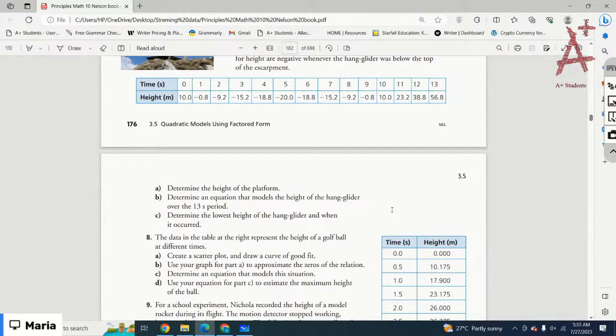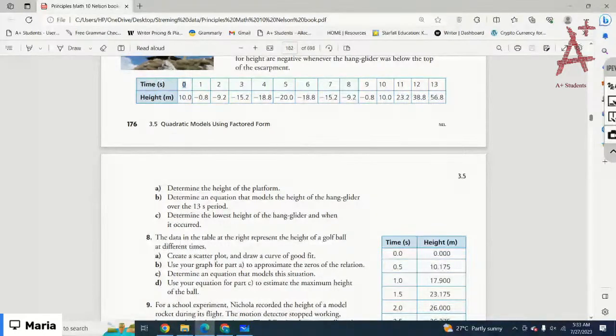So the height of the glider at time 0 is the same as the height of the platform. So the platform is 10 meters tall. Got it? That means when time is 0, the height is 10. So the height of the platform is 10.